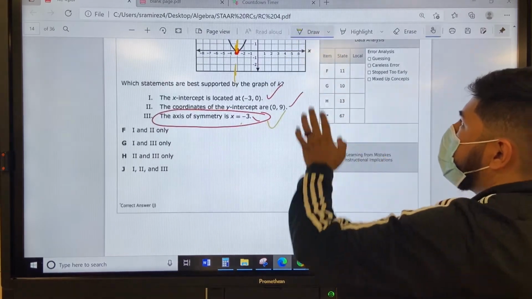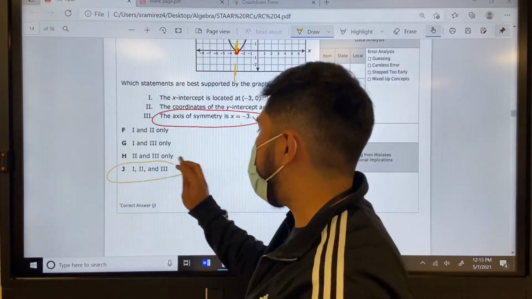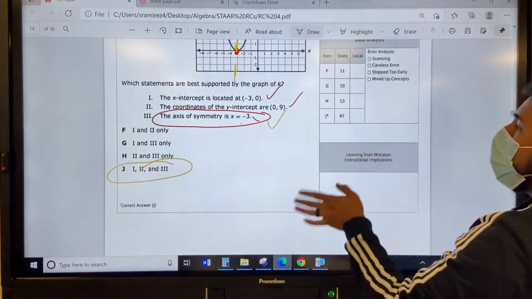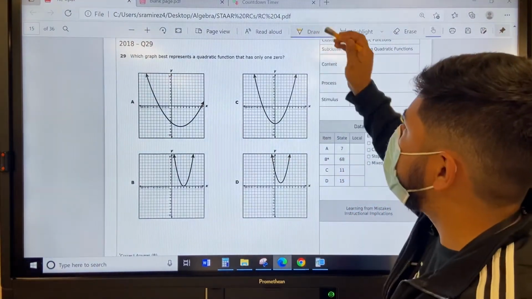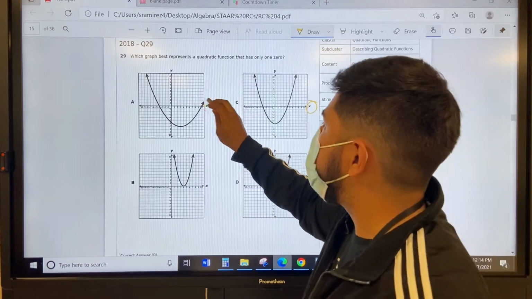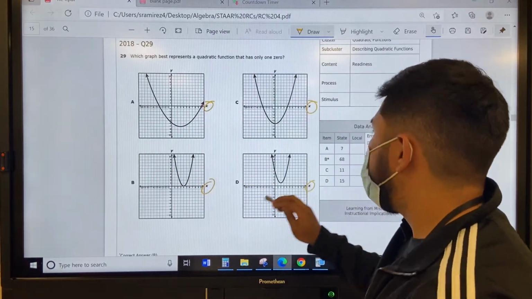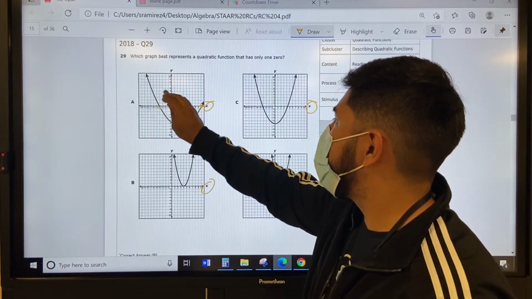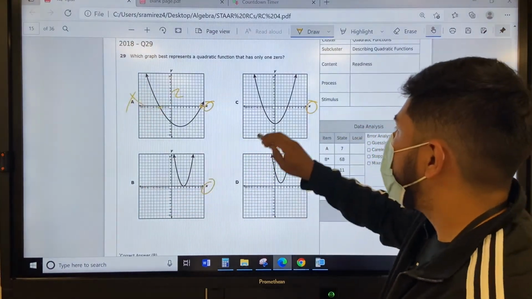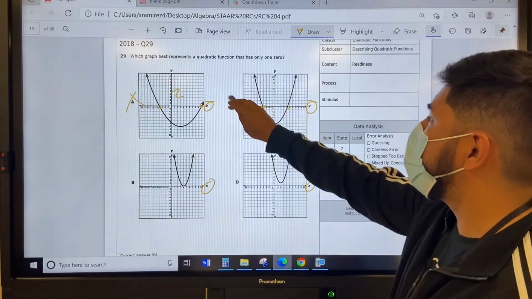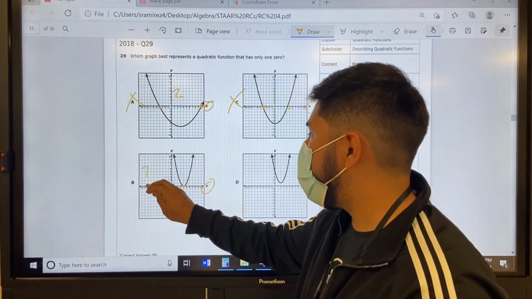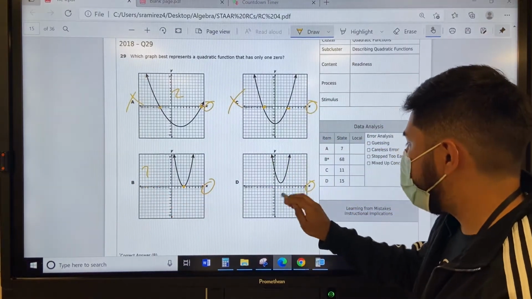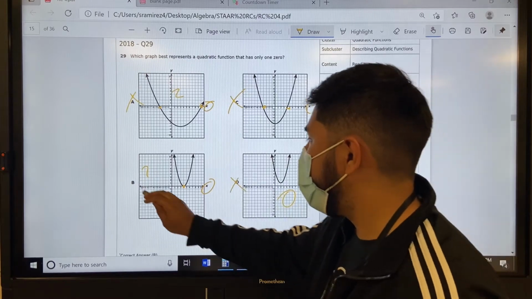So what's the answer? 1, 2, 3, J. Let's keep going. Which only has one zero? Zero is how many times it crosses the x. This one's crossing twice. That's not it. This one's crossing twice. That's not it. This one's crossing once. This might be it. This one's crossing zero times. That's not it.